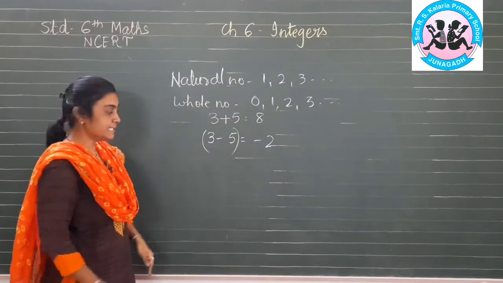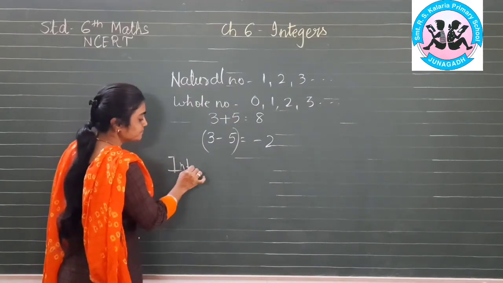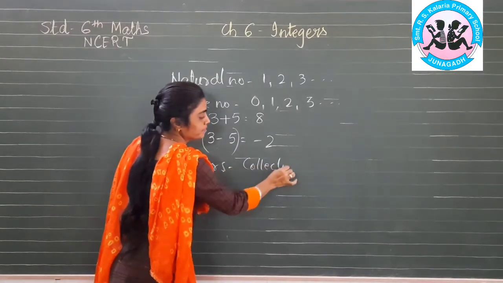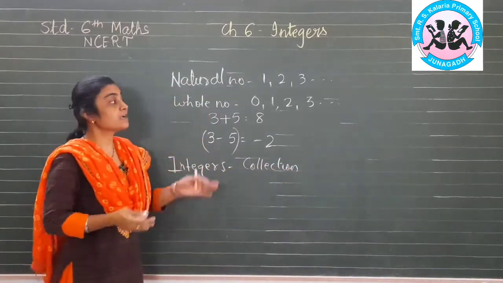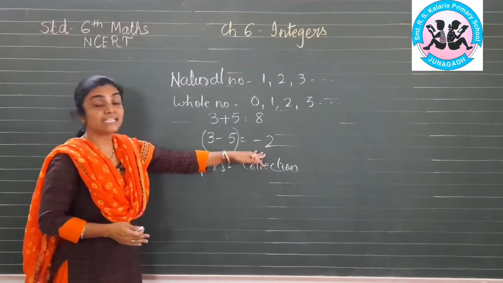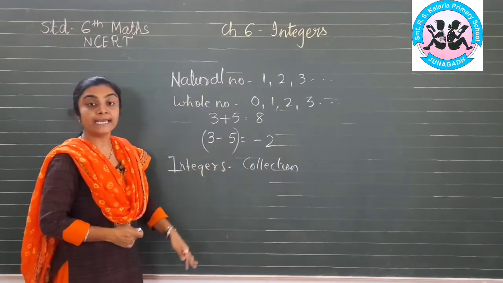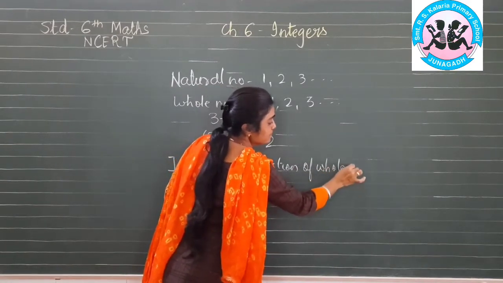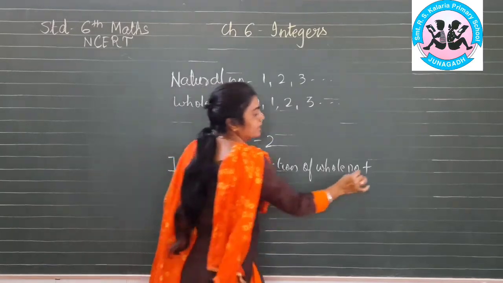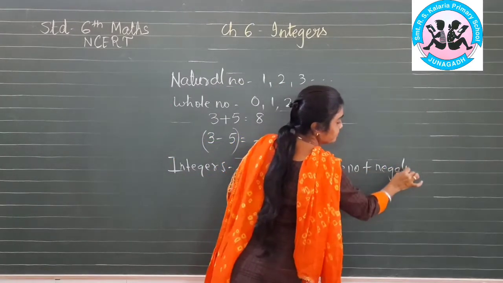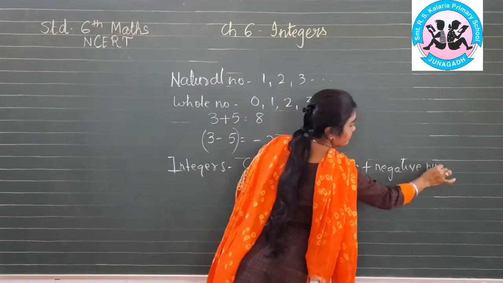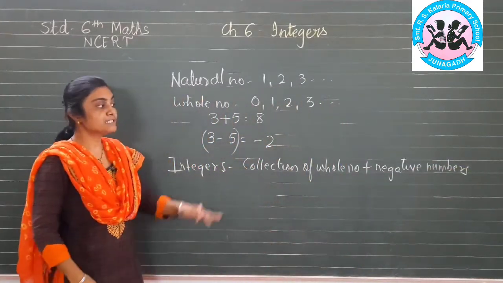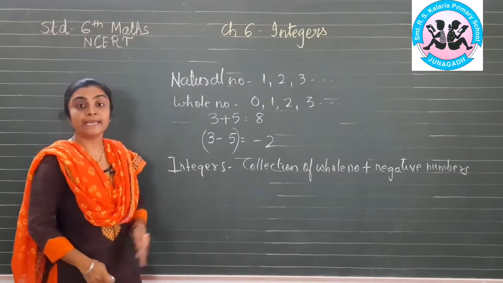So what are integers? Integers are the collection of whole numbers and negative numbers. So the collection of whole numbers plus negative numbers will make integers.